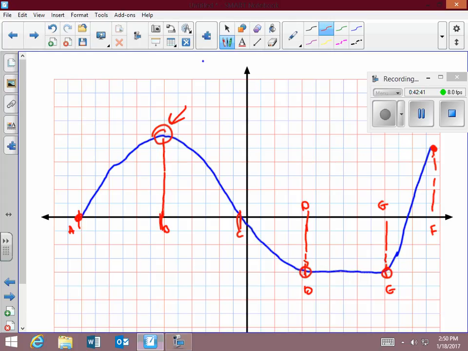If you asked us to do the local minimum for that, would you just use it for anything between D and G? Yeah, there's just a whole range of infinite number of local minimums. All right.